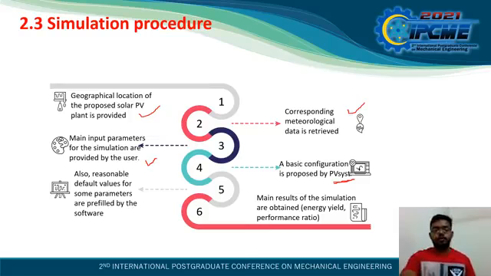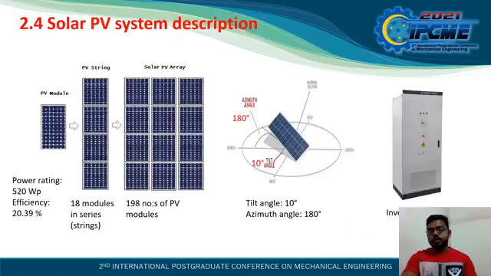proceed to the further step wherein some reasonable default values are pre-filled by the software for some other negligible or unimportant parameters like near shading or the ohmic losses, everything which can be assumed. And after this, we will get the results. Basically, performance ratio, energy yield. These parameters are of interest to the present study.